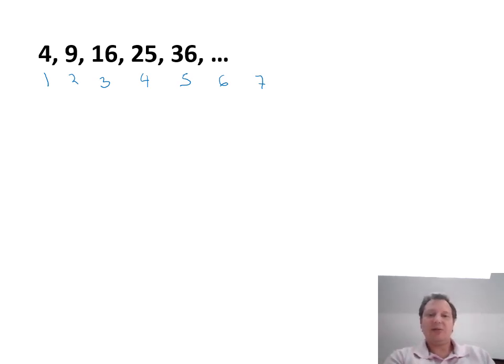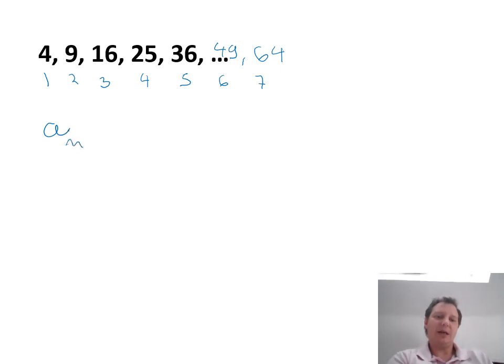So this is 2 squared, 3 squared, 4 squared, 5 squared, 6 squared. Next will be 7 squared, which is 49. Then 8 squared, which is 64. So the closed form is really obvious at this point, and we can write it as a_n is equal to (n plus 1) squared.